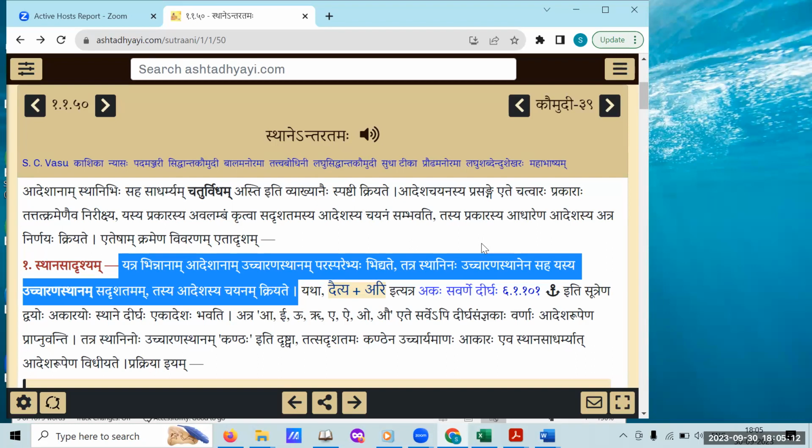Now let's look at the next letter. Next letter in ik. Ik is E, u, r, l. What is the sthana of u? U is easy. Someone can tell. What is u? Oshta. Oshta is u. So now you compare again.